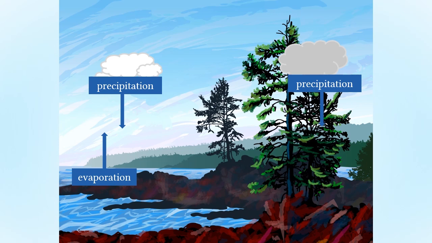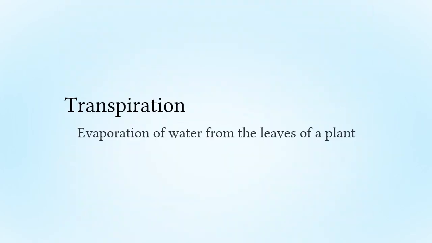Once it hits the ground, one of several things can happen to the water. It can evaporate again into the air. It can also be absorbed into the roots of growing plants. But if it does move into plants, it may eventually find itself back in the air due to a process that plants have called transpiration. Transpiration is evaporation of water from the leaves of a plant.